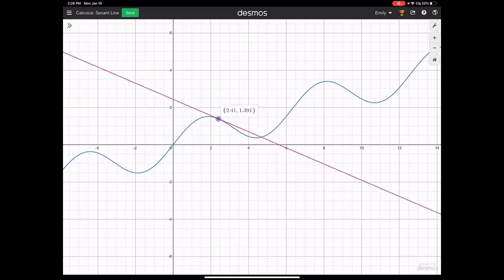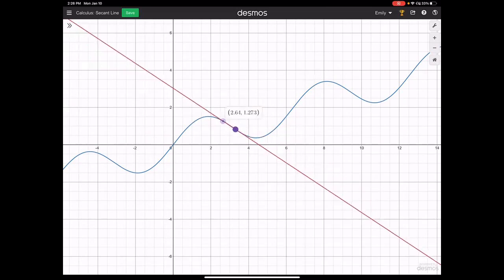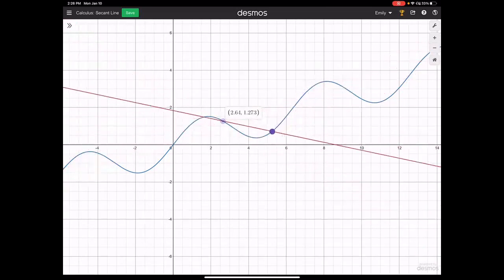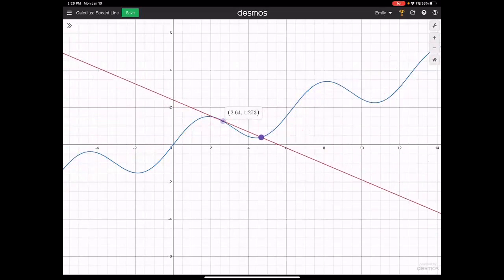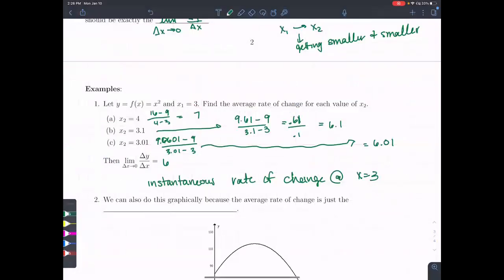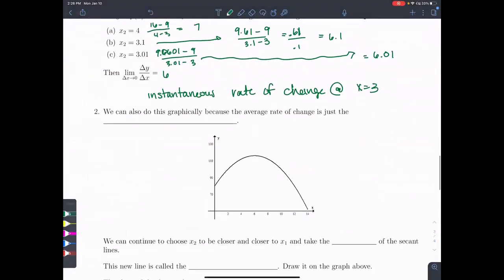So, oh, now they're just stuck together. I don't know how to get those apart. Oh, there we go. So secant line, take the limit as that change in x gets closer and closer to 0, and then boom, that is the instantaneous rate of change when you take the limit as the change in x goes to 0. So the average rate of change is the slope of the secant line.